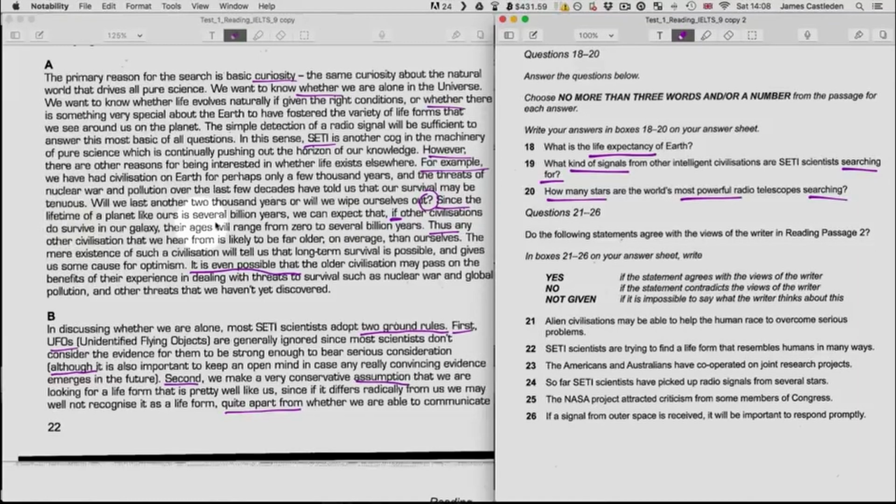Lifetime of a planet like ours is several billion years, no more than three words. Several billion years. What kinds of signals from other intelligent civilizations are SETI scientists searching for? Kinds of signals.